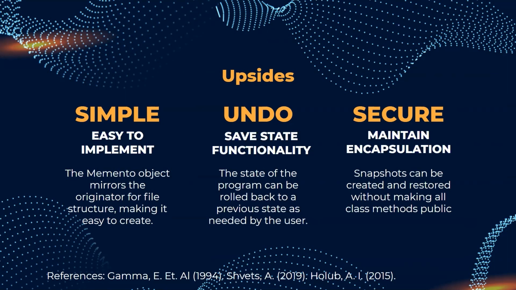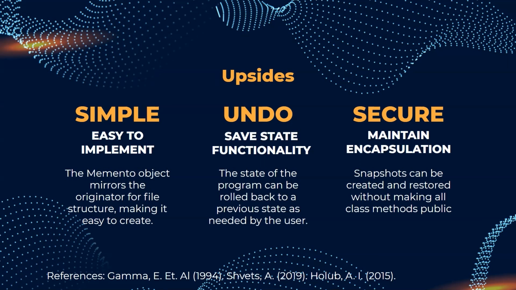fields that are stored. As far as the save state and the undo functionality, Mementos work by saving each change to the state of the program, or snapshot of the program. The snapshot of the program can then be rolled back to a previous snapshot as needed by the user. This is the basis for undo and redo functions used by most modern interfaces.